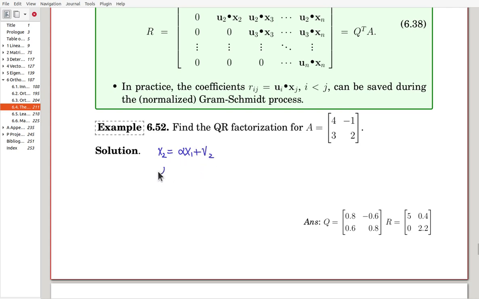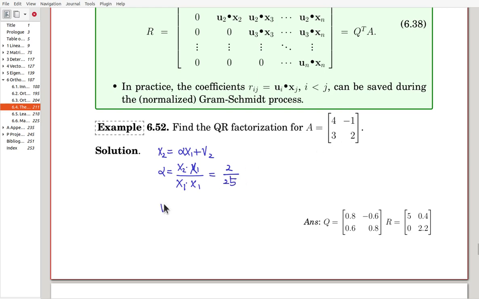Now alpha is x2 dot x1, of course there is x1 yet, divided by x1 dot x1. The x2, x1 dot product is -4 plus 6, so then that is 2. That is 2, -4 plus 6. And x1 dot x1, that is 25.